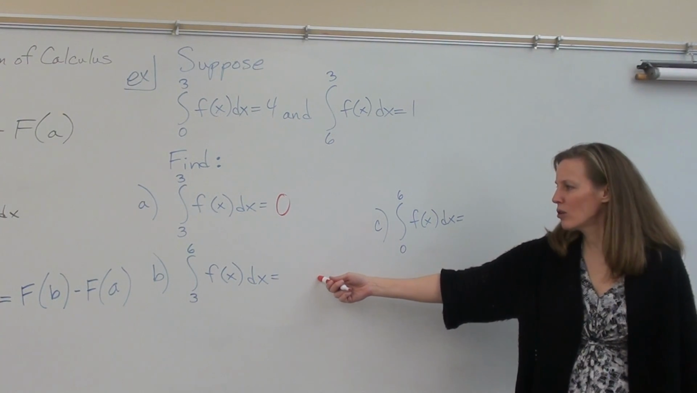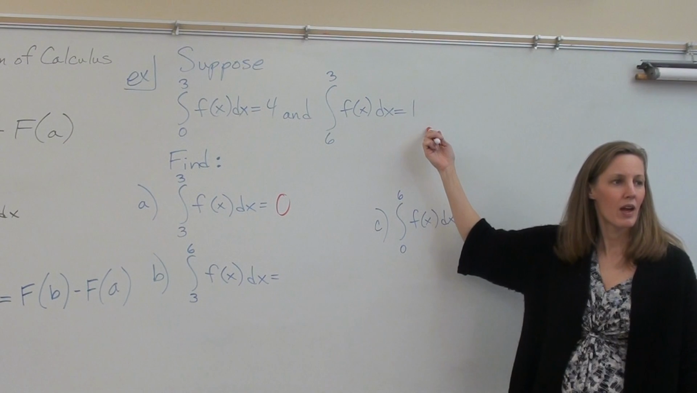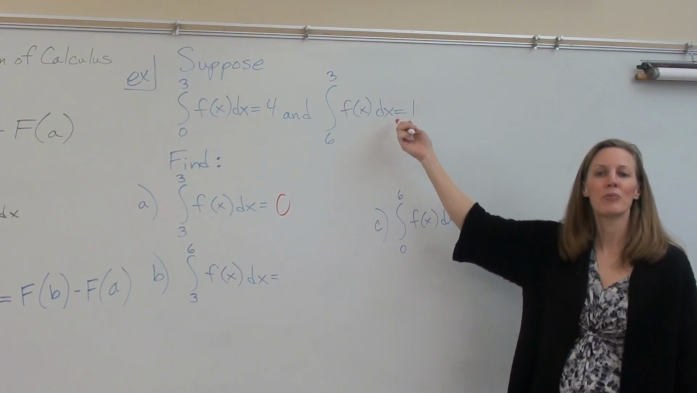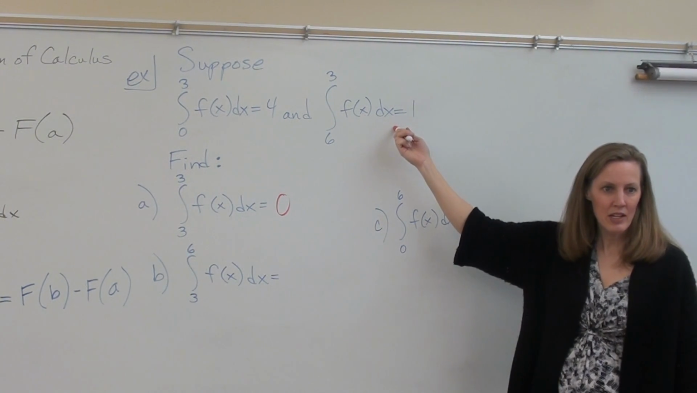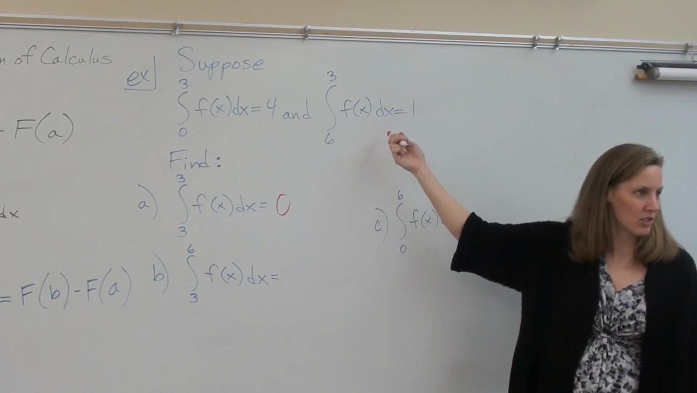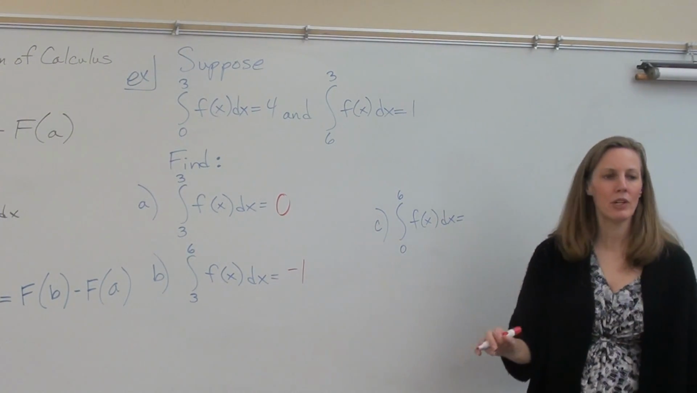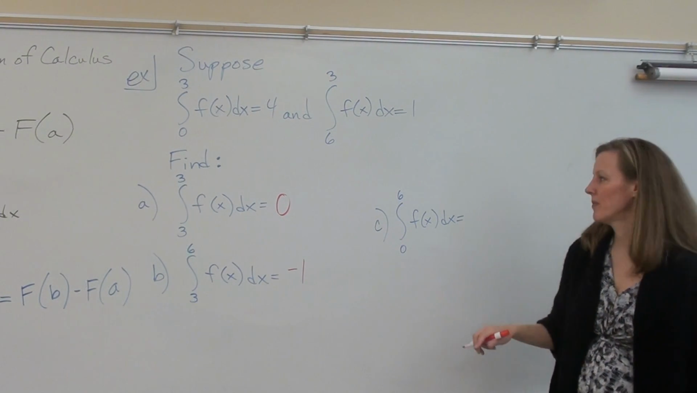Hey, so the integral from 3 to 6, but it says here it's 1. But you multiply by a negative. Yeah, we gotta multiply. This is the integral from 6 to 3, right? So the integral from 3 to 6 would be the negative of this integral, which means it would equal -1. Does everyone understand that? Yes, okay.